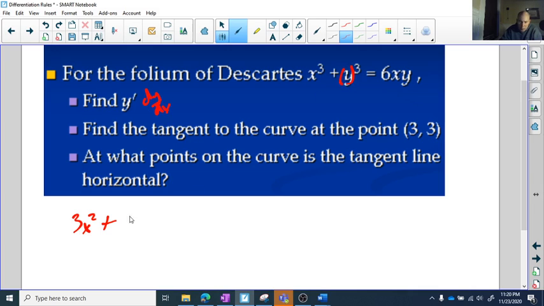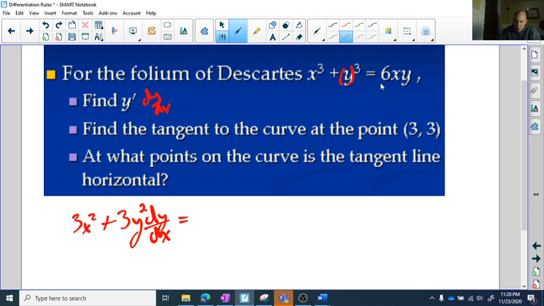Y in brackets to the 3rd, so it's 3y. Take one off the exponent. Take the derivative of what's in the brackets, which is a y. So the derivative of the letter y is dy/dx. You don't need that here because you're differentiating an x. The derivative of the letter x is just the number 1.